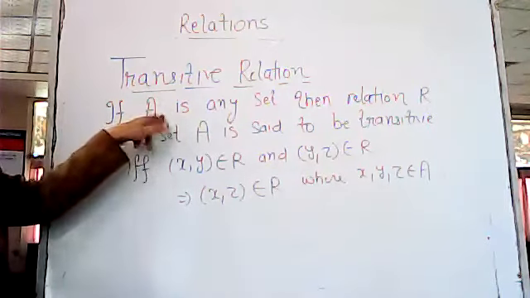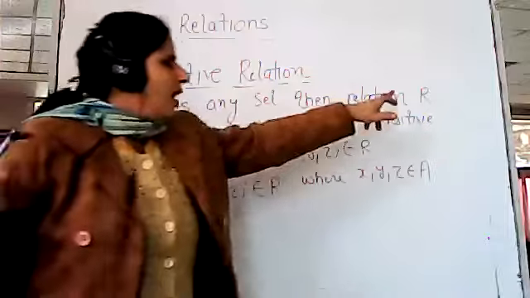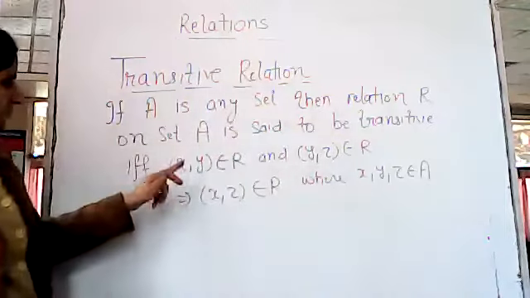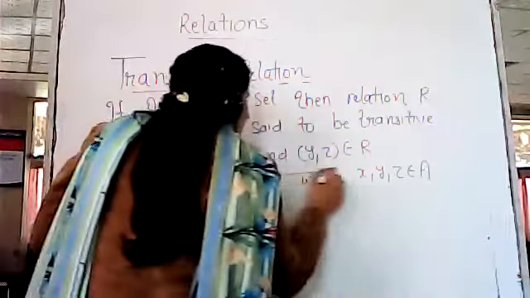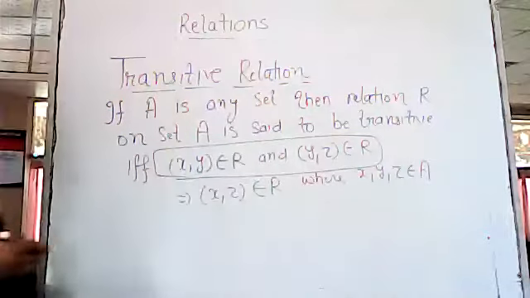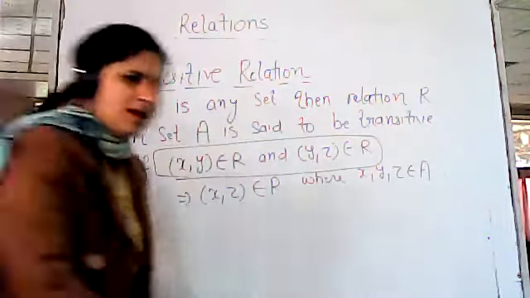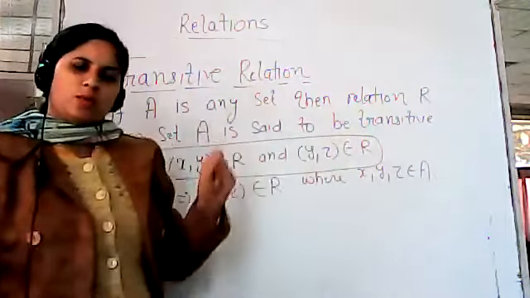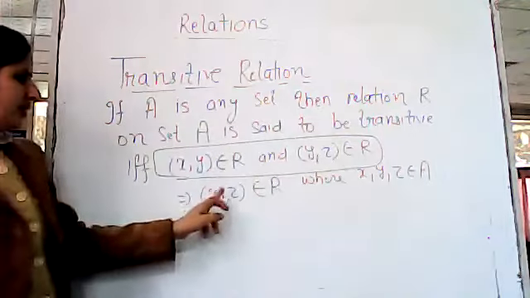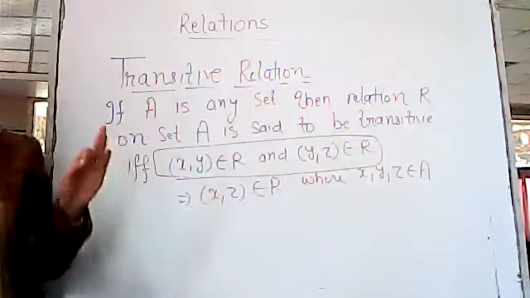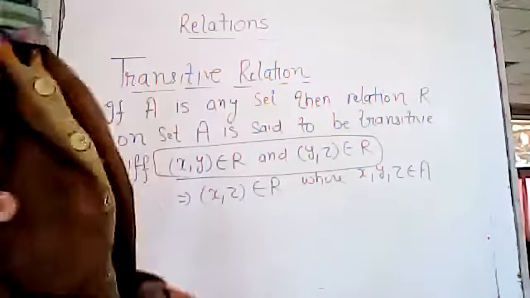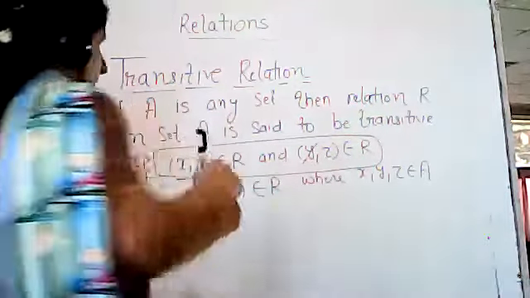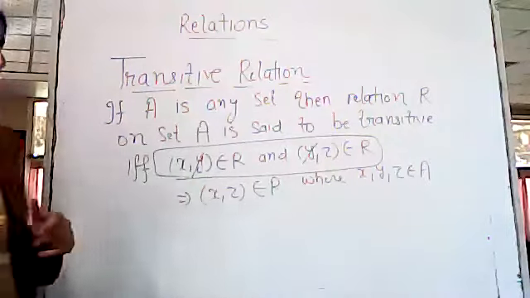Set A will be given. We have to define a relation R on set A. Then when will this relation be transitive, what is the condition? We have to consider two ordered pairs from the given relation, (x, y) and (y, z). These two ordered pairs will be taken from the relation, and we have to check whether (x, z) is present in R or not. This is the condition to check whether a relation is transitive or not.